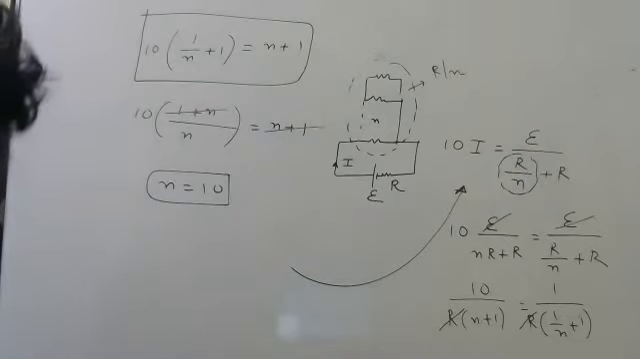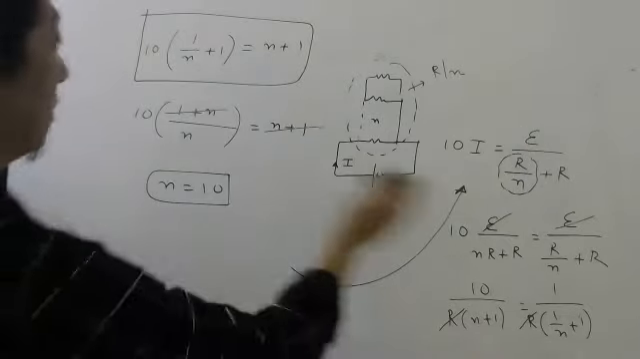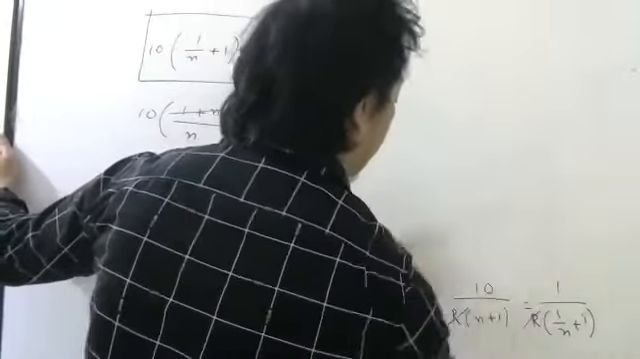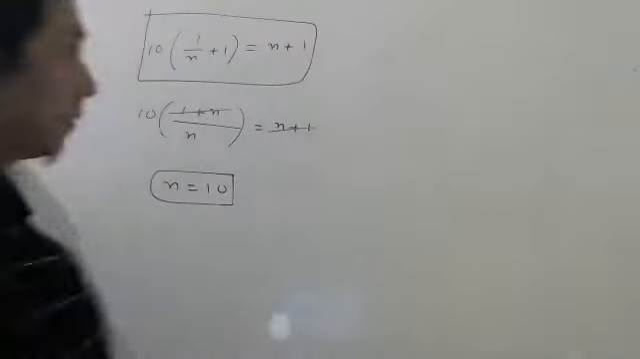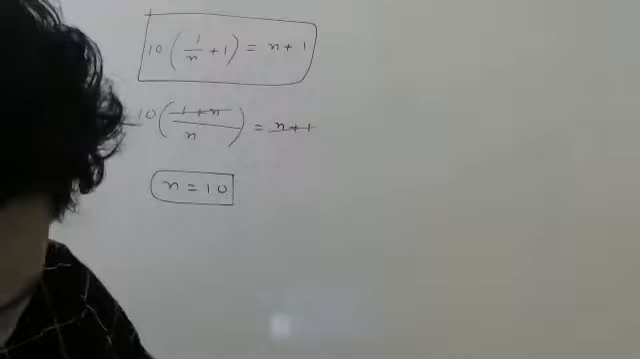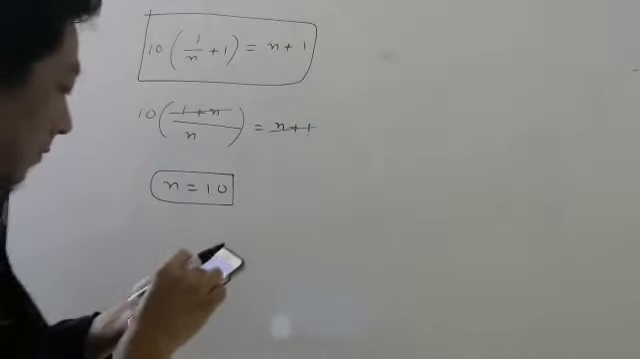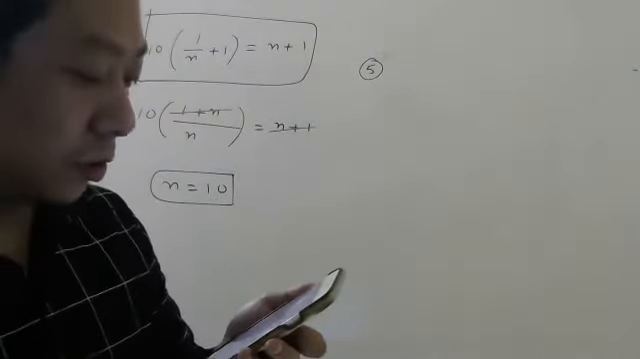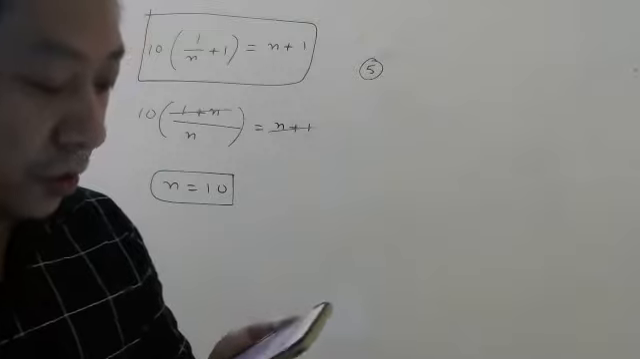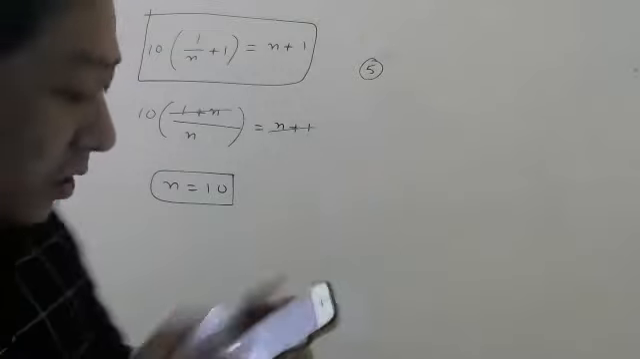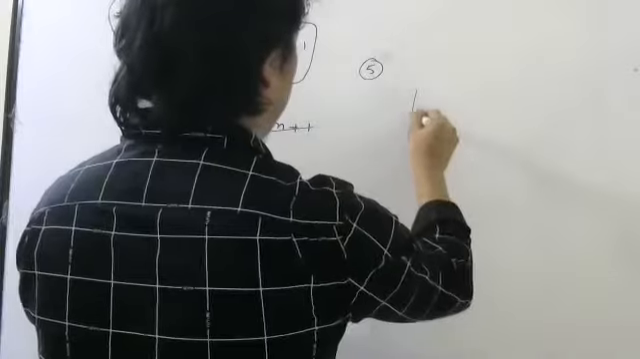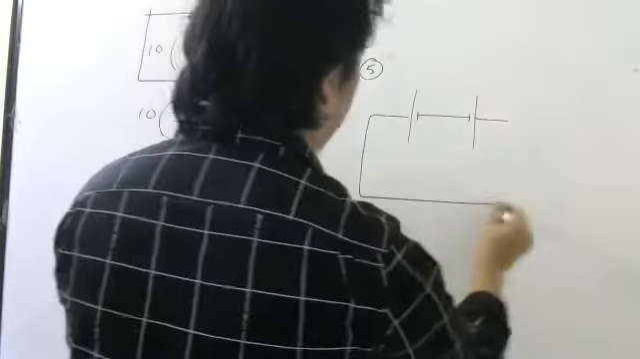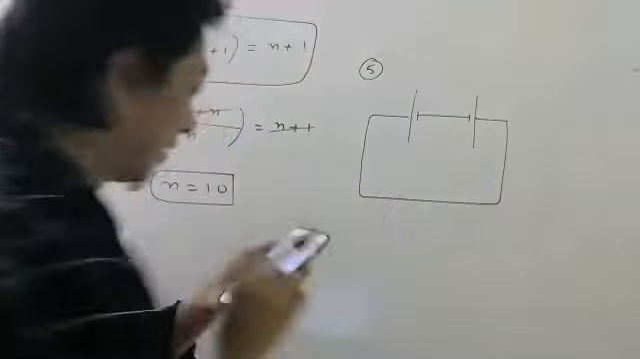Next question we have done actually, but let us repeat, no problem. Some revision should be there. Question number 5, you see. The circuit in figure shows two cells connected in opposition to each other. No external resistance is connected. So there is no external resistance.